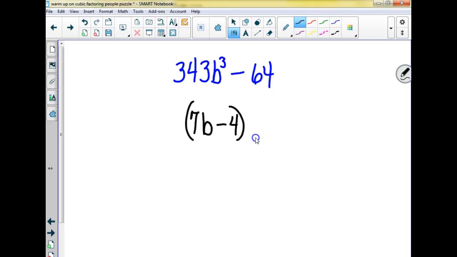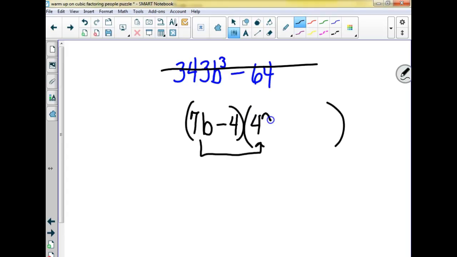Once I've written that first parenthesis, I don't look at this again. To get the second parenthesis, I use this one and I square it. Be careful, it's not 7b squared. 7b times 7b is 49b squared, right? Then the last one at the back is this one squared, so that's going to be 16. In the middle, it's 7b times 4, which is going to be a 28b.